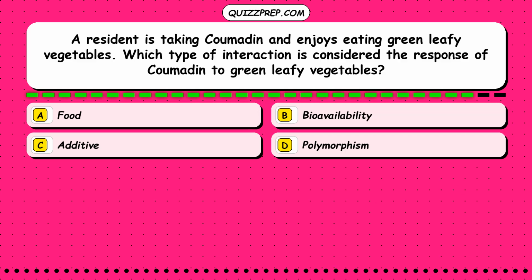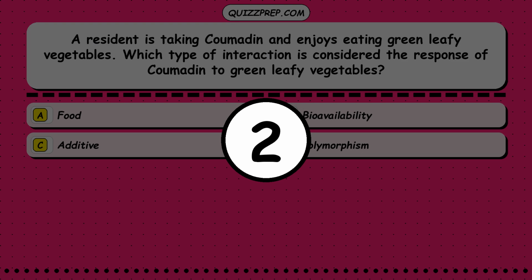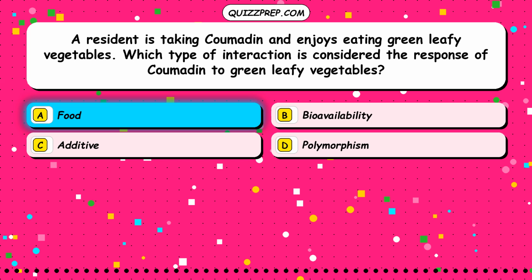Question 215. A resident is taking Coumadin and enjoys eating green leafy vegetables. Which type of interaction is considered the response of Coumadin to green leafy vegetables? Option A, food. Option B, bioavailability. Option C, additive. Option D, polymorphism. The correct answer is option A, food.